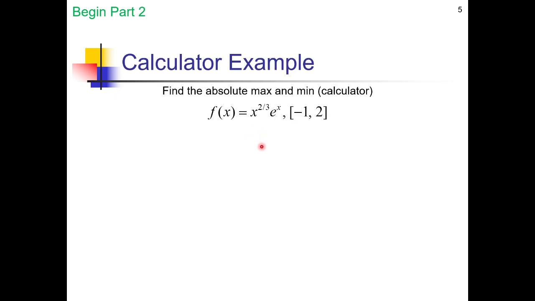In order to get credit, you need to first define the derivative before you use the calculator and figure out what the critical values are. So pause the video and take a moment to actually come up with the derivative of this thing by hand. All right, let's see how that worked out.